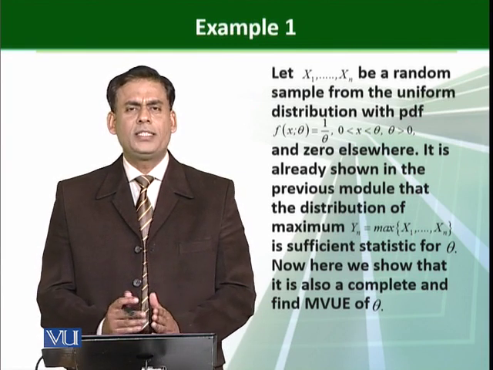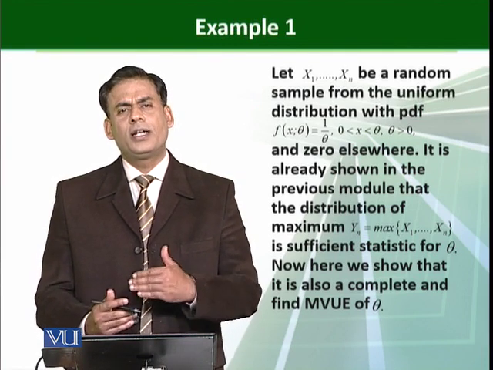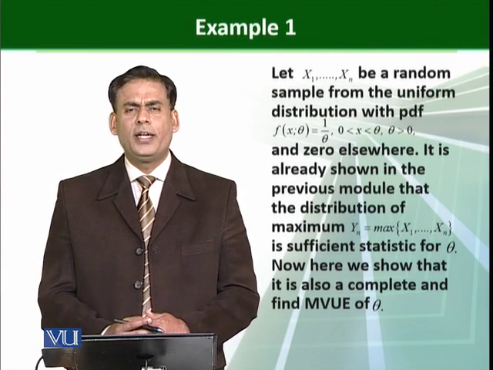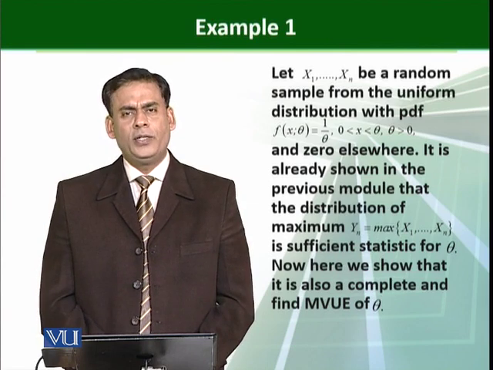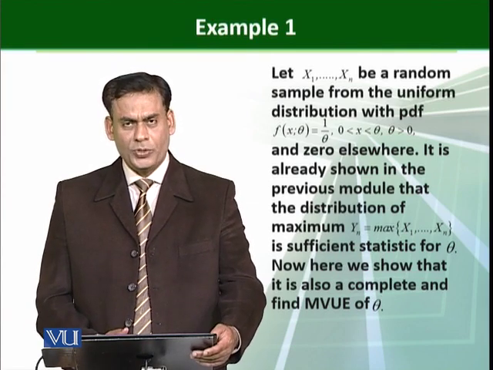तो sufficiency हम already proof कर चुके हैं. आगे हम इसकी completeness को proof करेंगे और इसके लिए minimum variance unbiased estimator of theta find out करेंगे. So let's see how we proceed.